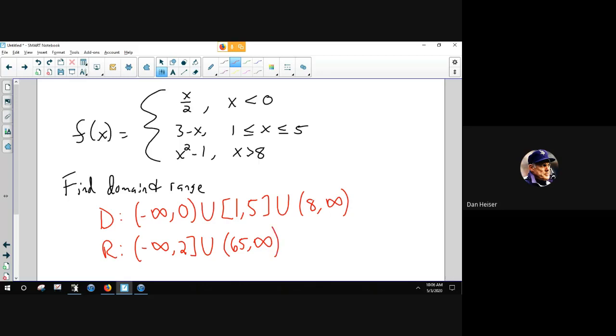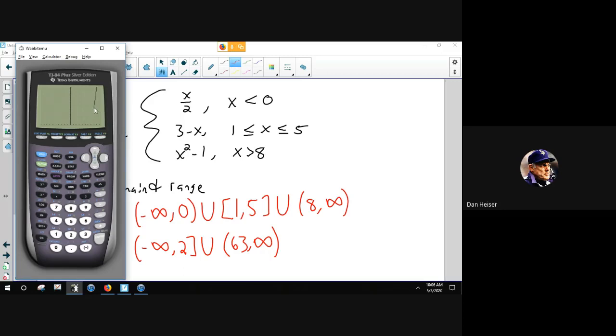It's not allowed to be y equals 65 because x is not allowed to be 8. But that's our, I said 60. I keep saying 65. It should be 63, not 65. We're subtracting 1, not adding 1. 63 is our beginning.